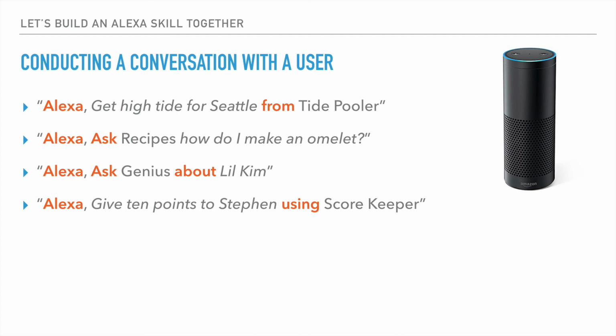There are lots of ways to talk to your Echo device. You could say, Alexa, get high tide for Seattle from Tide Pooler. Or Alexa, ask recipes, how do I make an omelet? Or Alexa, ask Genius about Lil' Kim. Or Alexa, give 10 points to Steven using Scorekeeper. You see those phrases: ask, from, about, using. These are keywords that Alexa will look for and figure out how to parse and handle for the intents.